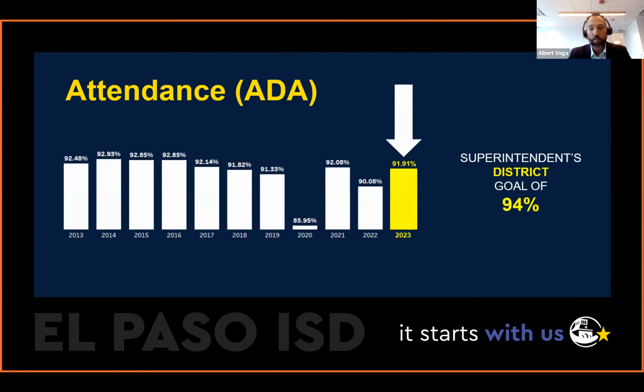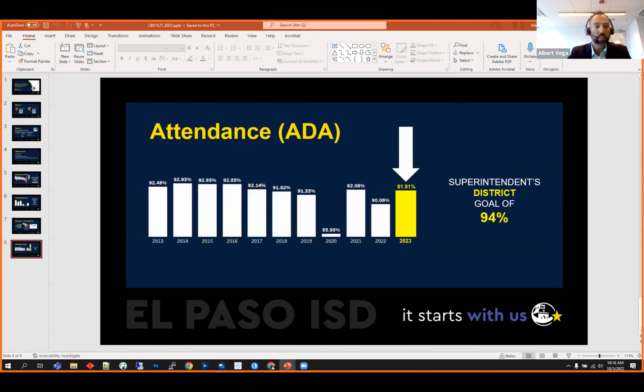With those numbers presented to senior leadership and to the superintendent, she decided that our goal for our cumulative attendance rate will be 94% from here on out. So we were tasked with building a tool in Tableau that would allow district administration to achieve that goal. So I am going to jump into Tableau.